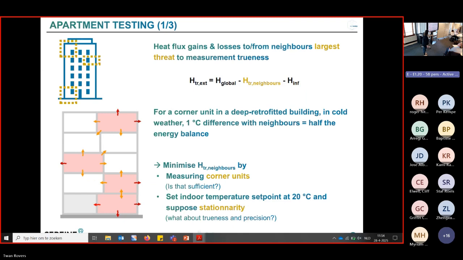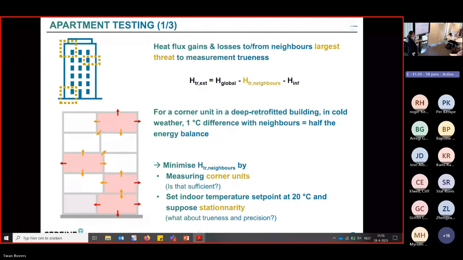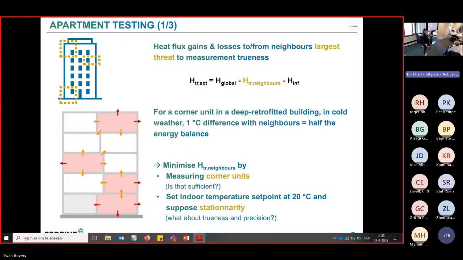First lessons learned is about apartment testing. How do you have an HTC measurement of an apartment that's reliable and trustworthy? As I said, your first threat here is actually having a lot of heat flux to and from the neighbors. When your building is not retrofitted, your heat balance is not driven in majority by these heat transfers. But in this case, we would actually want the measurement to be used after retrofits.